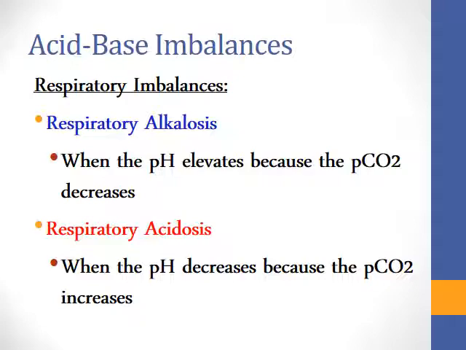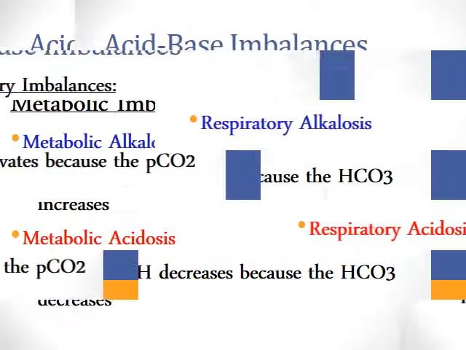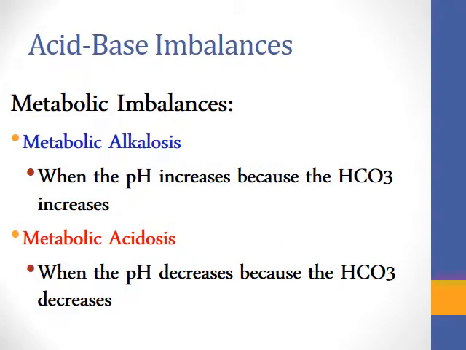They have opposite relationship, and it's respiratory because then when we talk about metabolic imbalances, the metabolic alkalosis is going to be related to the bicarb or the HCO3. When the pH increases, our bicarb is also increased. Remember, they have the exact same relationship. One goes up, the other one does as well. Then we have metabolic acidosis, and that would be when the pH and the bicarb decrease.